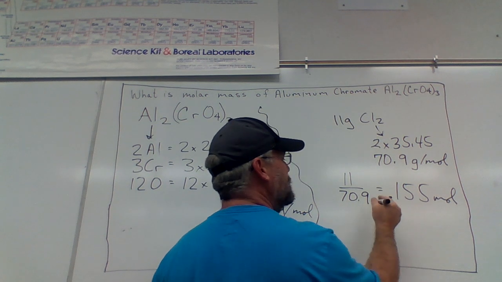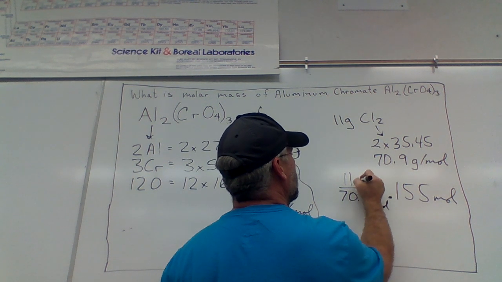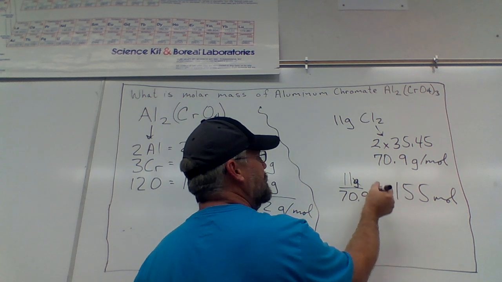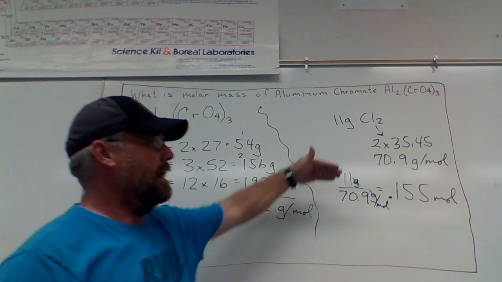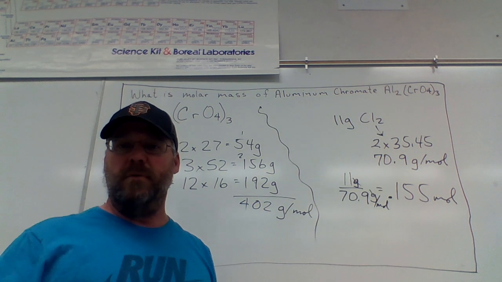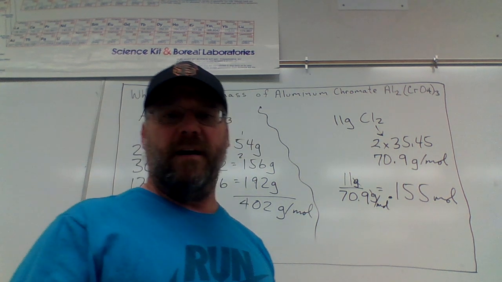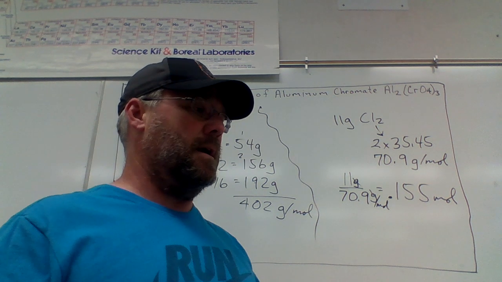Now, how do I know it's moles? Well, this is grams per mole, and this is grams. So the grams are going to cancel out. You've got 1 divided by 1 over mole, which leaves you with moles. And so 0.155 moles would be your answer there.